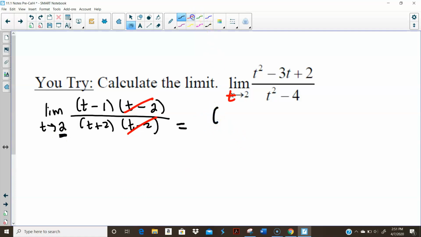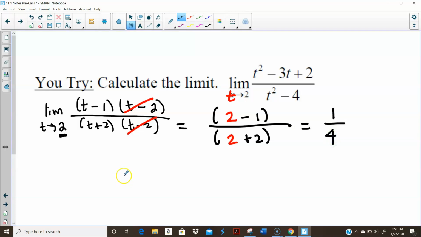So I'm going to go ahead and substitute in 2 for t. So we've got 2, and then you've got subtract 1 over, and then we have 2 plus 2. 2 subtract 1 is 1, and 2 plus 2 is 4. So therefore, the limit as t approaches 2 of this function, and you can just call that function t of x if you would like, is equal to 1/4.